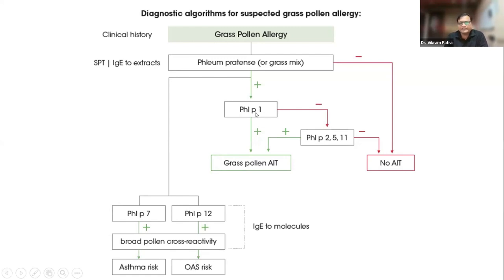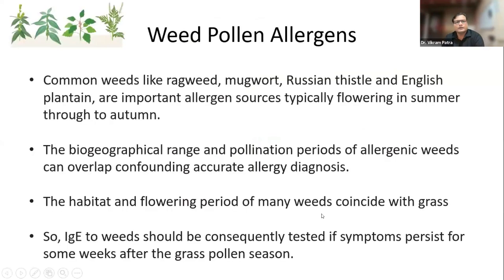But if PHL P1 is negative, then the next step, as I mentioned, after PHL P1, is P2 and P5. They are also major allergens or the true allergens. If they come positive, still we will go for the immunotherapy.